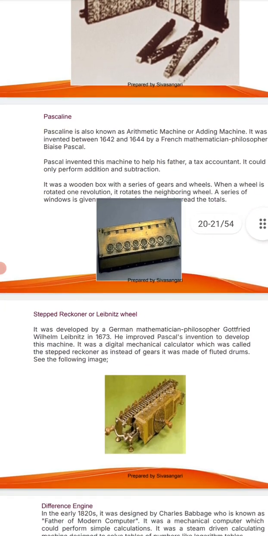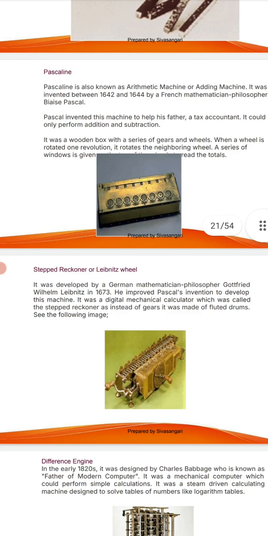Next one is stepped reckoner or Leibniz wheel. It was developed by a German mathematician and philosopher, Gottfried Wilhelm Leibniz, in 1673. He improved Pascal's invention to develop this machine. It was a digital mechanical calculator which was called the stepped reckoner, as instead of gears it was made up of fluted drums.